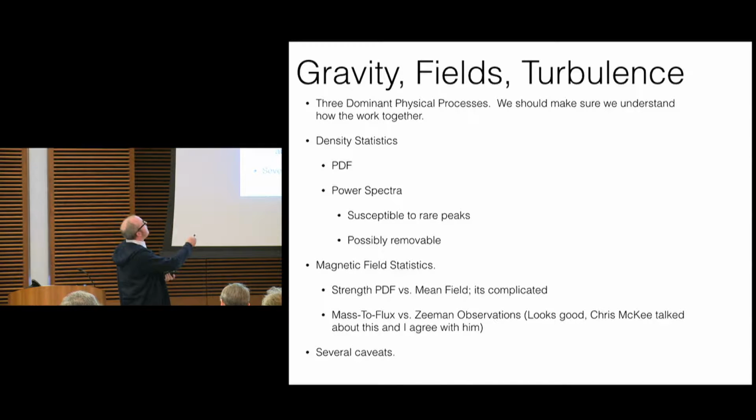So we know that some combination of gravity, magnetic fields, and turbulence are central to the star formation process. We know that these are the three dominant processes, so we should understand basically what they look like. So I'm going to talk about some density statistics, PDFs and power spectra. And then I'll talk about some magnetic field statistics, the strength of the field versus mean density, which is intriguing to me. And then I'll talk about the mass to flux ratio and Zeeman observations.